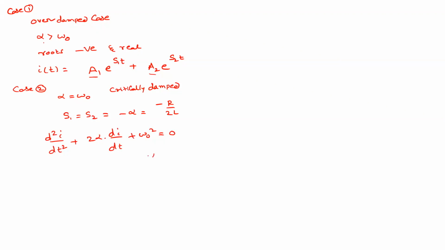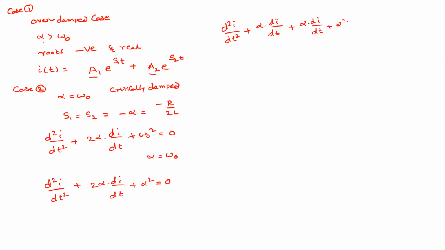Now you are aware that alpha equal to omega naught. So how will this differential equation change? d square I by dt square plus 2 alpha into di by dt plus alpha square I equal to 0. Agree? Now we'll distribute this one: d square I by dt square plus alpha into di by dt plus another alpha into di by dt plus alpha square I equal to 0.